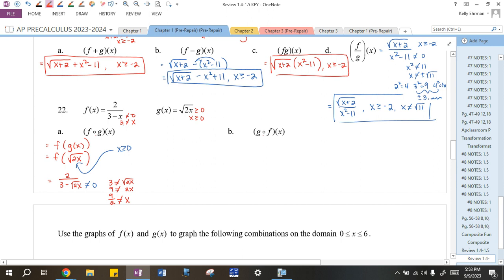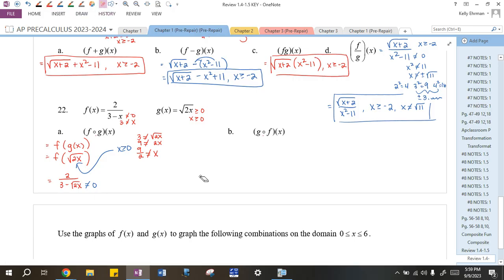Do I throw in x can't equal 3? No, because it's just inner function and final function. So f doesn't matter. If you plug 3 into this, you'll get 2 over 3 minus the square root of 6. That's fine. So let me write my final answer here. Actually, let me scooch this work around. It's the nice thing about computers.